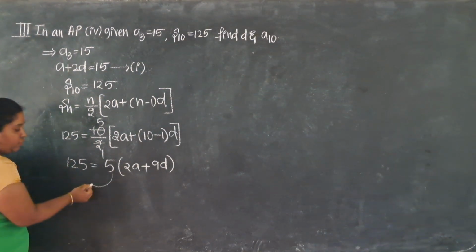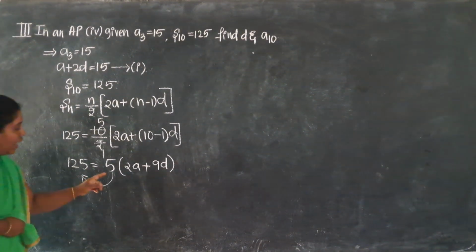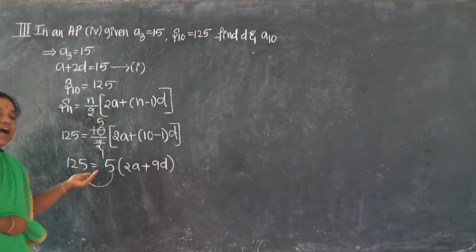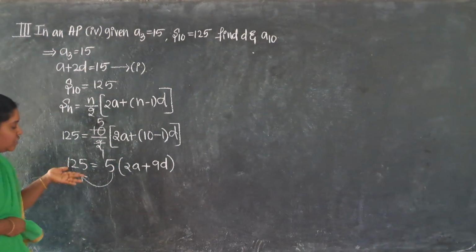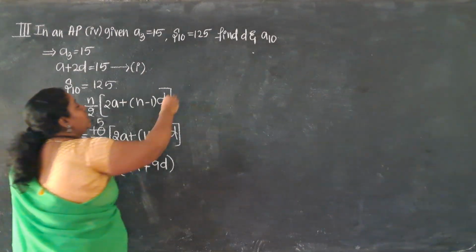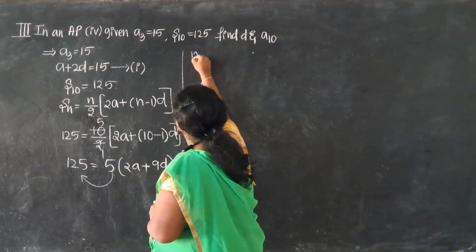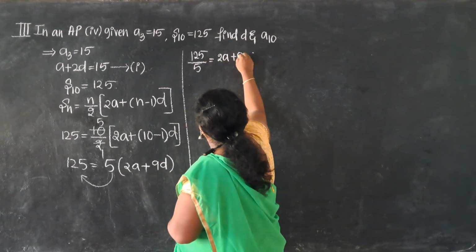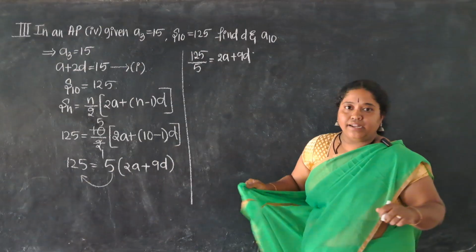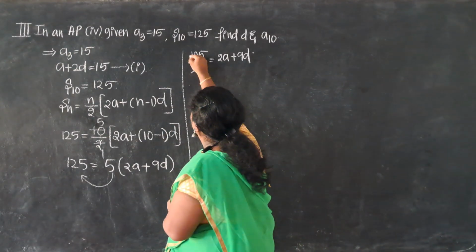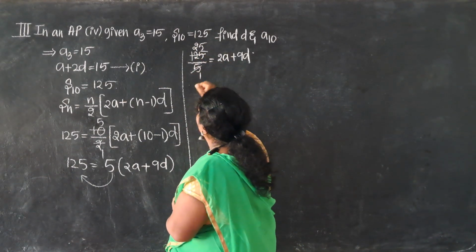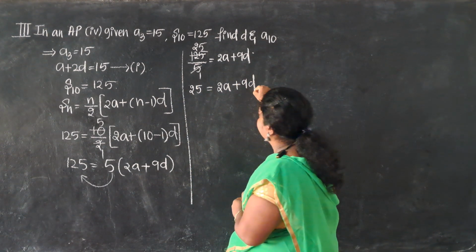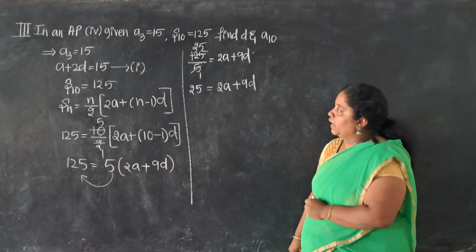What is the next step I can begin with? I will send 5 to this side. This whole term has an inbuilt multiplication sign. When 5 comes to the other side, multiplication turns to division. So I'll have 125 divided by 5 is equal to 2a plus 9d. Now simplify: 5 ones are 5, 5 fives are 25. So 25 is equal to 2a plus 9d.